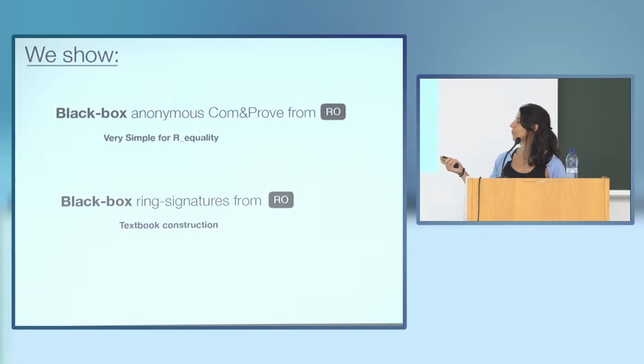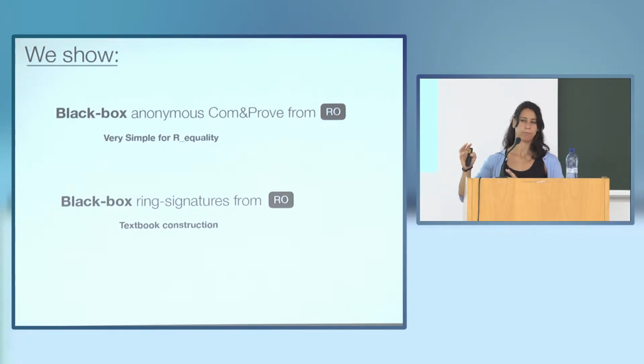We also show that you can build ring signatures. Just like you can build one-time signatures from one-way functions, you can build ring signatures from one-way functions. And it's a simple construction. It's almost like a textbook construction. You can teach it in a crypto class. It's really, really simple.